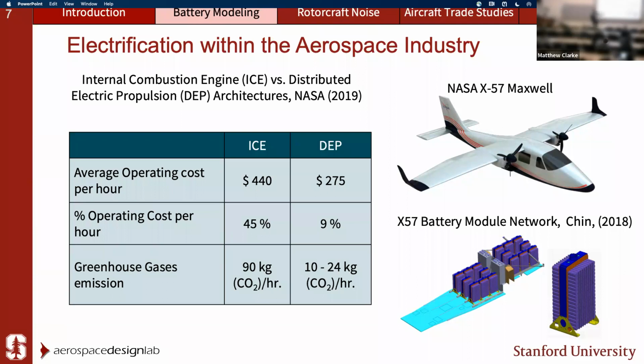But notice that there are still greenhouse gases produced by electric aircraft. Why, some people may ask? Well, we still have to consider that the energy needs to be created somewhere, right? At the grid level. So this is where that 10 to 24 kilograms of CO2 comes from. To address some of these issues, NASA has developed the X-57 Maxwell aircraft. This is NASA's first experimental aircraft in over 20 years, and it's meant to answer some of the certification issues that they're having right now.